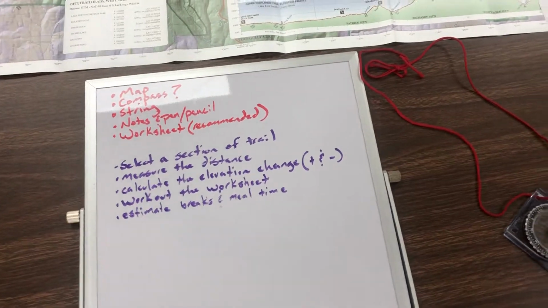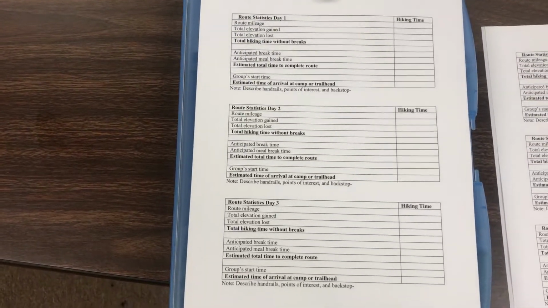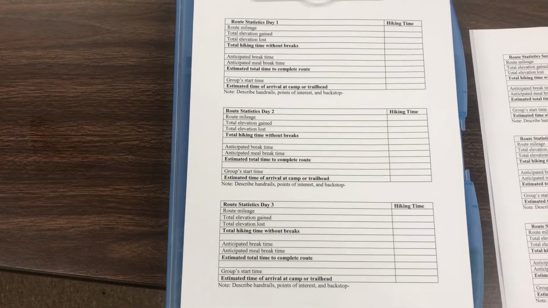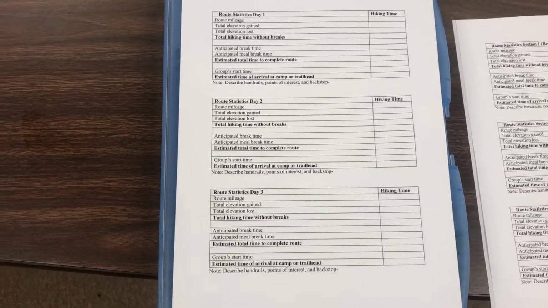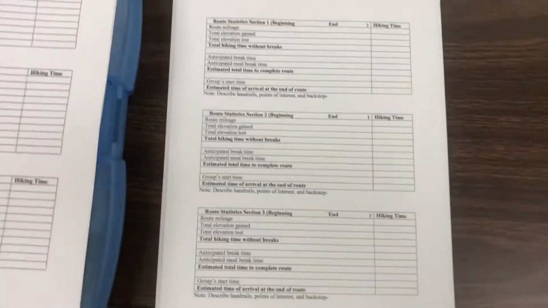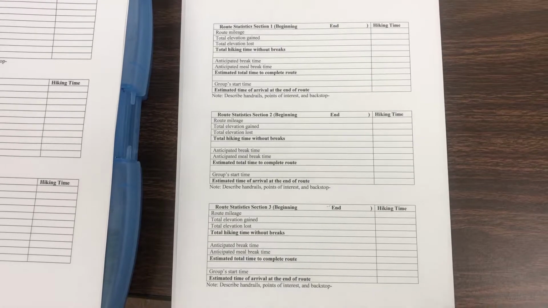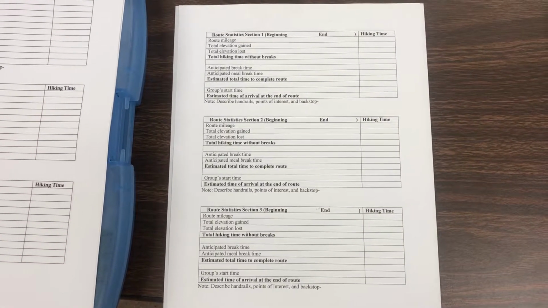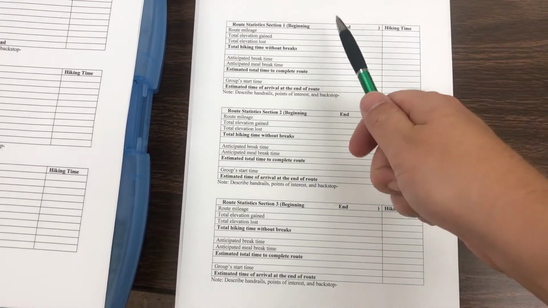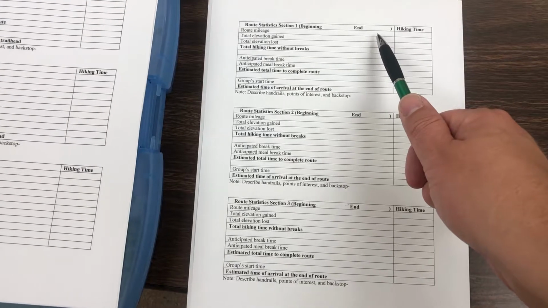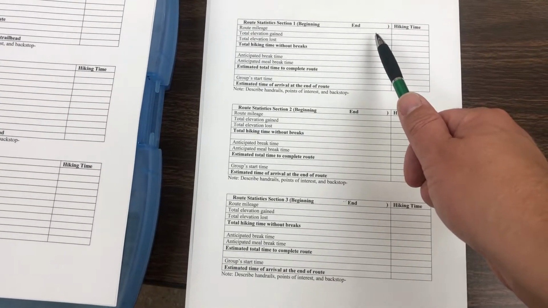I also use some worksheets. And so here is one where I could use it for multiple days. Notice that it's divided up day 1, day 2, day 3. But if you're having a complicated route, you may even want to split it up to where it's section 1, section 2, section 3, because you may have to do several sections all in one day. And you'll want to list where you are beginning, where you are ending. We are marking what our mileage is going to be, so we're estimating that.